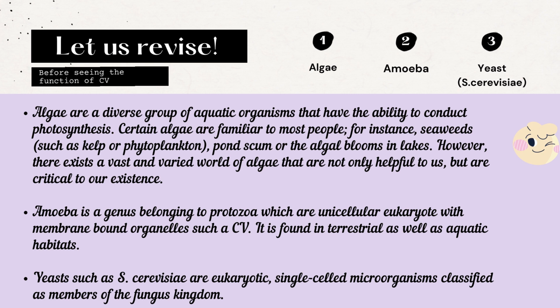I would like you to remember that it's found in terrestrial as well as aquatic habitats, and later in the video, you'll come to know why. The cell of an amoeba consists of a cell membrane, nucleus with genetic material, food vacuole for digestion, and contractile vacuoles for osmoregulation. And finally, the last organism of interest is definitely yeast. These are single-celled fungi known to ferment sugar to produce alcohol and carbon dioxide.